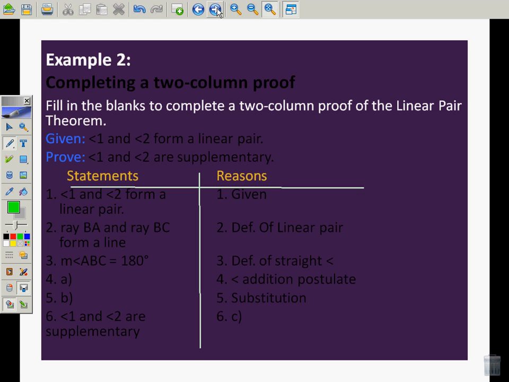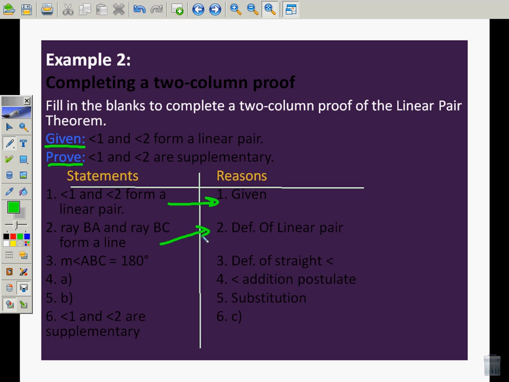The given is up here. Angles 1 and 2 form a linear pair. We want to prove that 1 and 2 are supplementary. So we're going to go through this logically as we follow it down. We look at 1 and it says 1 and 2 form a linear pair. Well, that's given. So see, this goes with this part. So ray BA and ray BC form a line. Well, that's the definition of a linear pair.